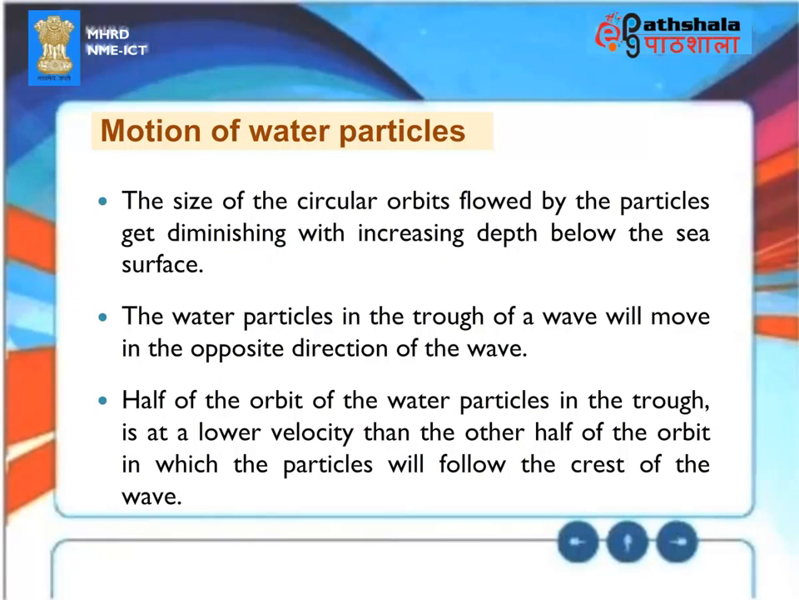The water particles in the trough of a wave will move in the opposite direction of the wave. Half of the orbit of the water particles in the trough is at a lower velocity than the other half of the orbit, in which the particles will follow the crest of the wave.